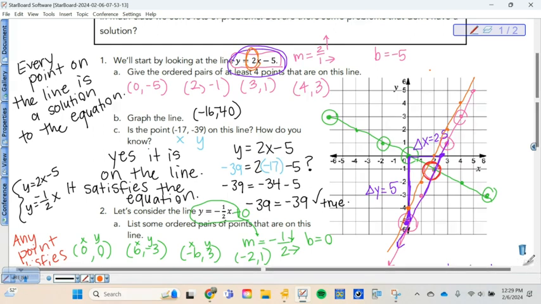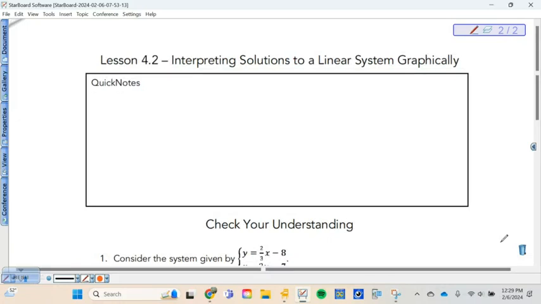Okay, let's flip over to the other side. We're going to take some notes together, and then I'll give you the rest of the class to get those 3 problems done at the bottom.